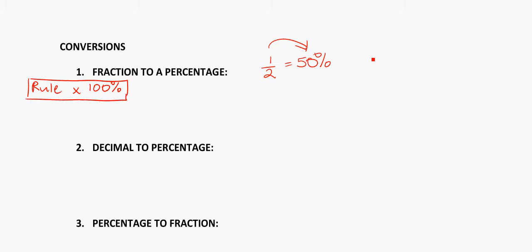So how did we get to 50%? We went 1/2 times 100 equals 50, and then we added a percentage sign. So let's do one that's a little bit trickier. Let's do 3/4. 3/4, change it to a percentage, multiply it by 100.